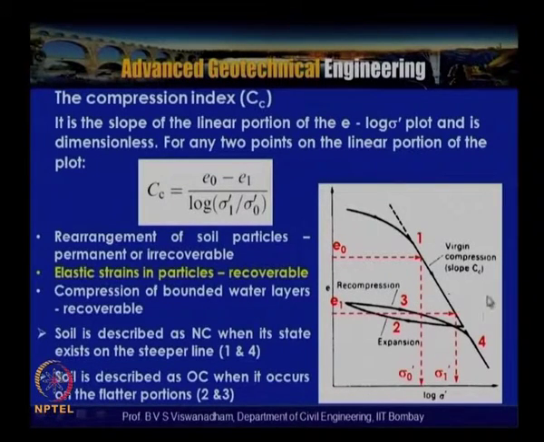Here the compression index is defined as the slope of the linear portion of the e log sigma dash plot and is dimensionless. For any 2 points on the linear portion of the plot we can find out e0 and the corresponding sigma naught dash, and e1 with the corresponding sigma 1 dash. So Cc is nothing but (e0 minus e1) divided by log of (sigma 1 dash over sigma naught dash). In this portion the rearrangement of the soil particles takes place, a permanent or irrecoverable change, and elastic strains in particles are partially recoverable, and compression of bound water layers is recoverable.